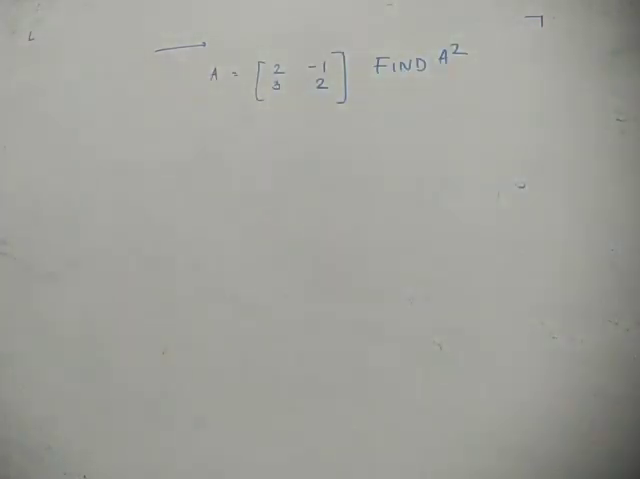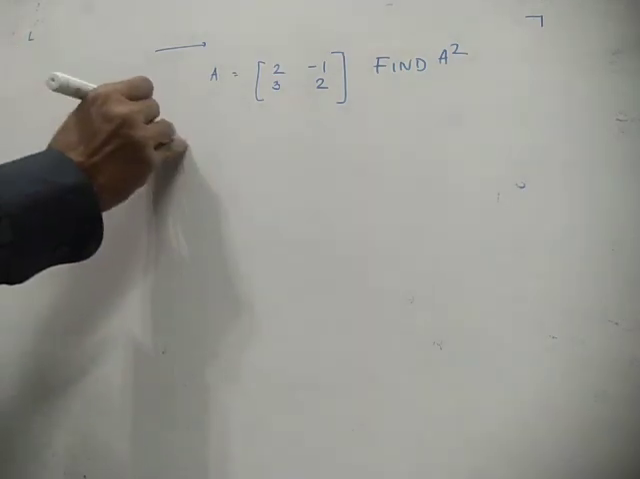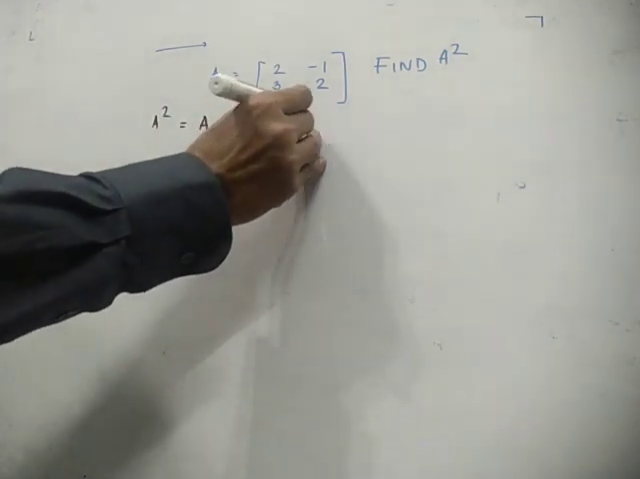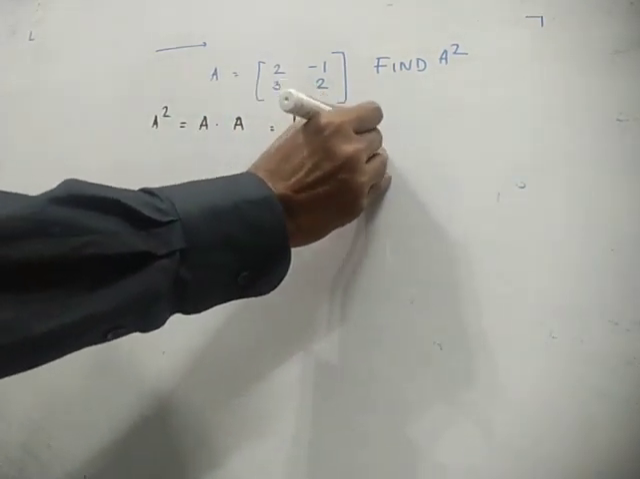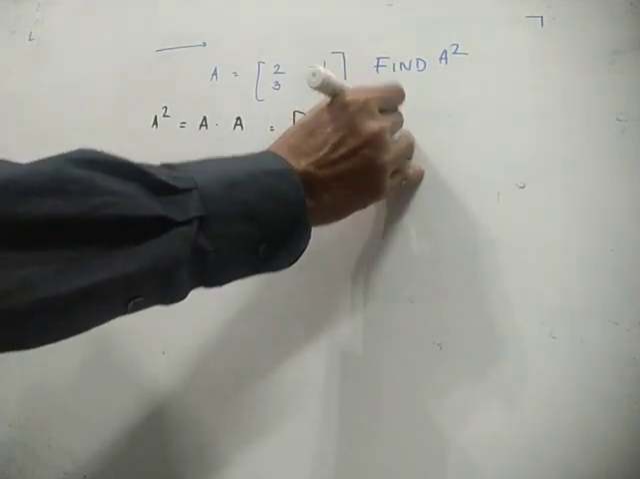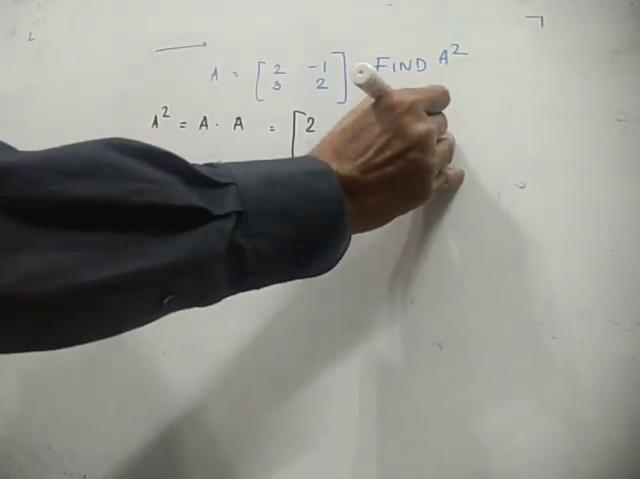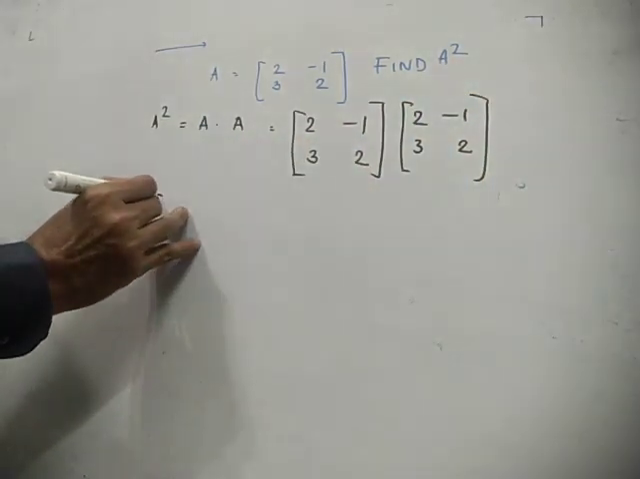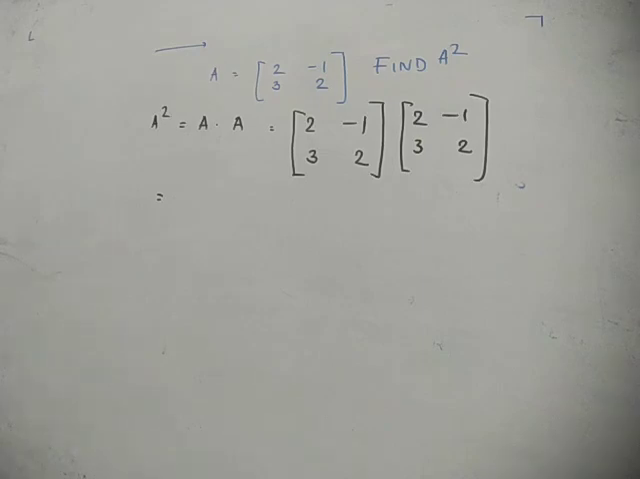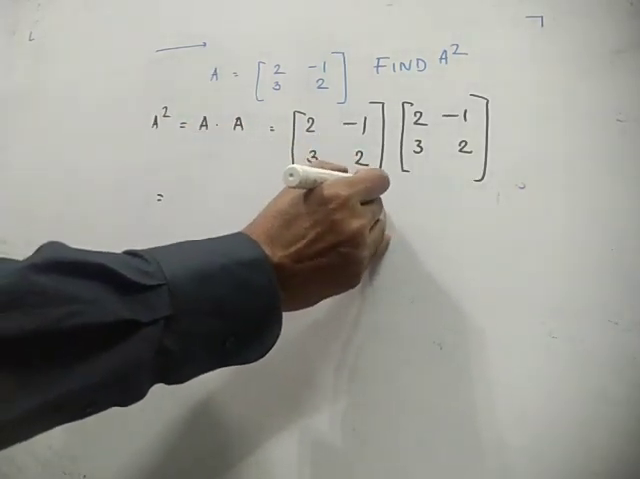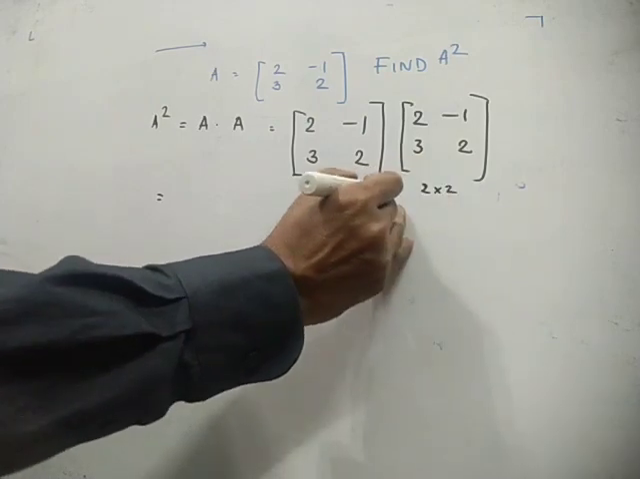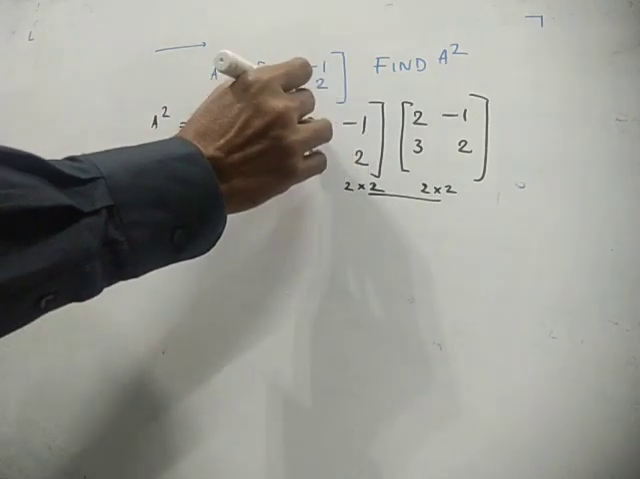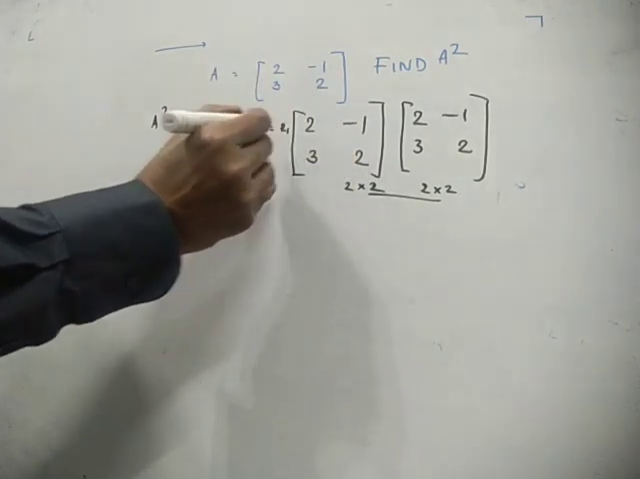A square means A into A. So we just have to multiply the same matrix. If we have to find A cube, we have to multiply it 3 times. First we have to find A square, then we multiply A square with A. Now we are doing this. First, A is a 2 by 2 matrix, so A square is possible, meaning A and A multiplication is possible, because it is 2 by 2 and 2 by 2, so the second number and third number are matching.